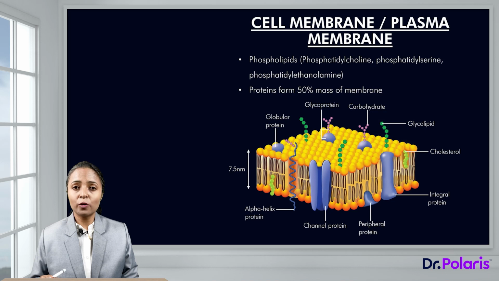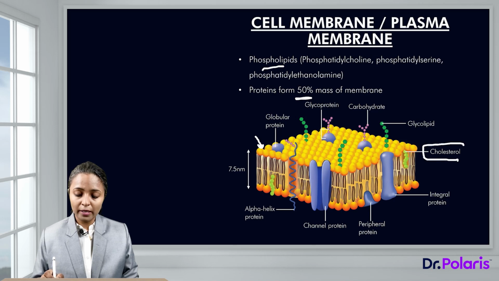So, the cell membrane or plasma membrane is mainly phospholipids, which is basically phosphatidylcholine, phosphatidylserine, phosphatidylethanolamine, and there are other lipids as well, such as cholesterol. But the cell membrane is not only lipids, it consists of a lot of proteins as well. In fact, proteins form 50% of the mass of the cell membrane. So here is shown a cell membrane, you see, this yellow part is basically lipids. Then there is cholesterol. Then embedded in this cell membrane are various proteins.